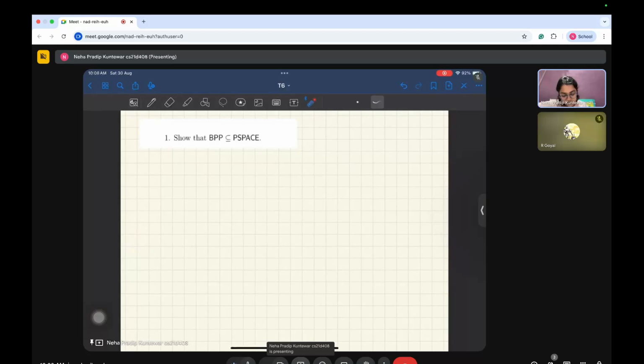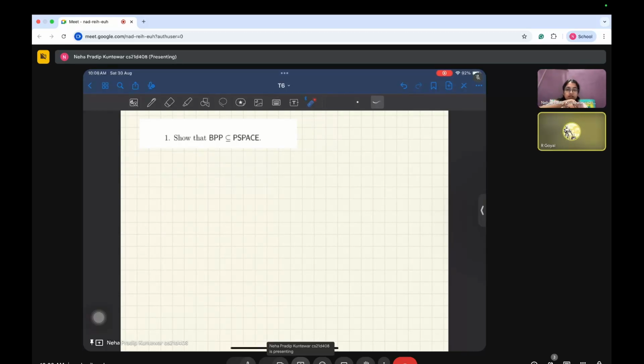So with that, let's get into the questions. You want to show that this class BPP is contained in PSPACE. In BPP, everything more or less is the same, except that the errors may happen on both sides, and additionally we would be using some random tape. But then we would be requiring a polynomial amount of space for sure.